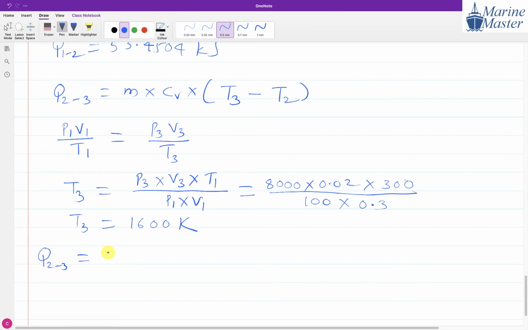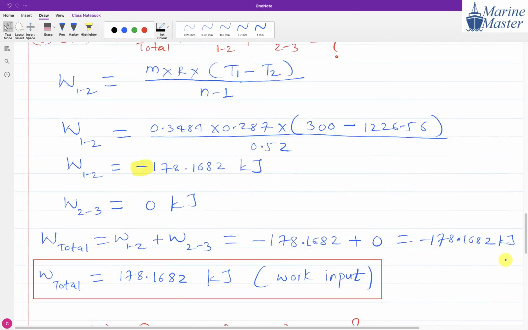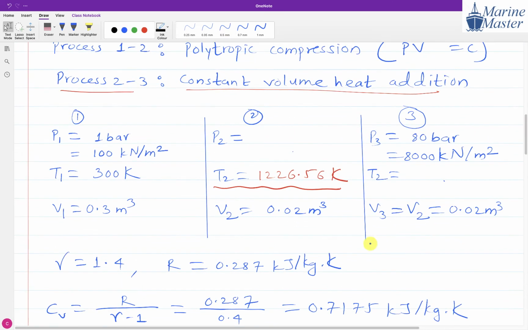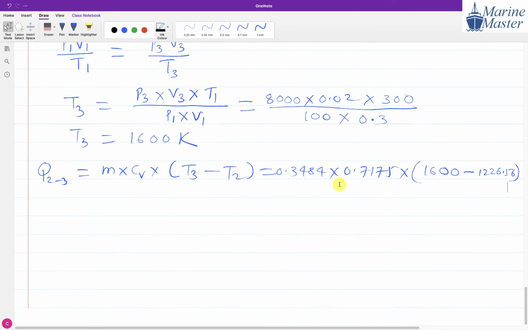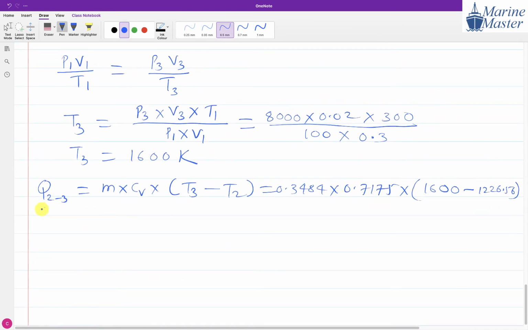Now we will get Q223. What is Q223? m Cv (T3 minus T2). Mass is 0.3484, Cv is 0.7175, T3 is 1600, and T2 is 1226.56. We will check it now. 1226.56, correct? So if you do the calculation, we will get a value of Q223.